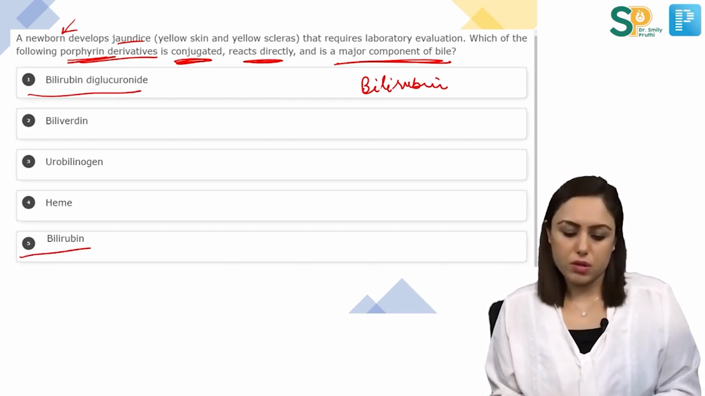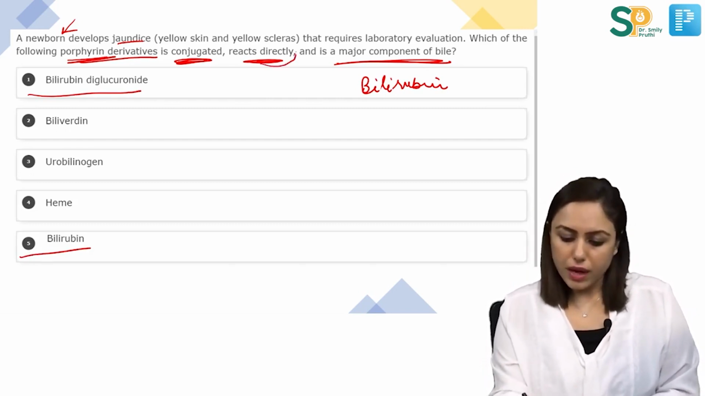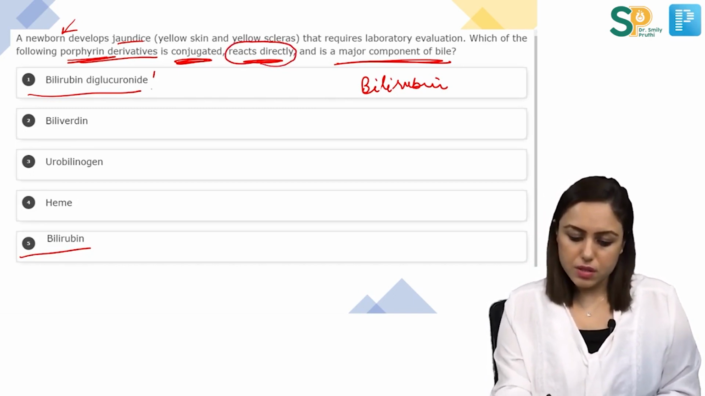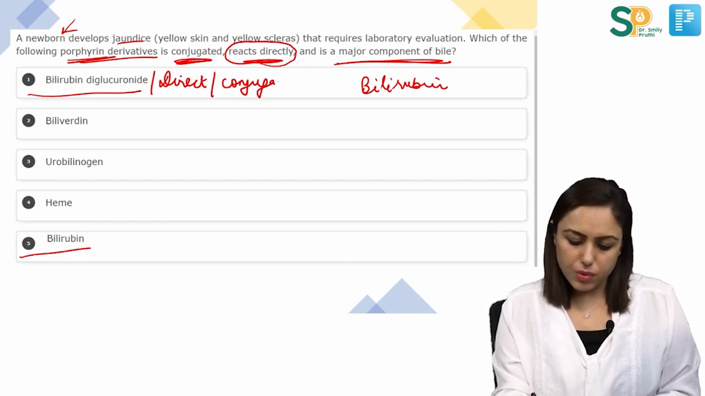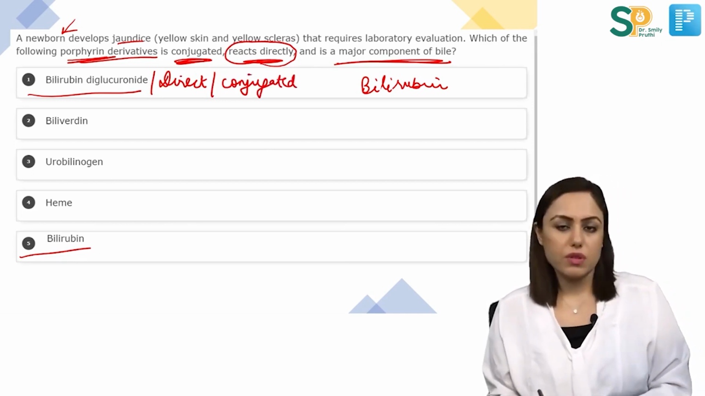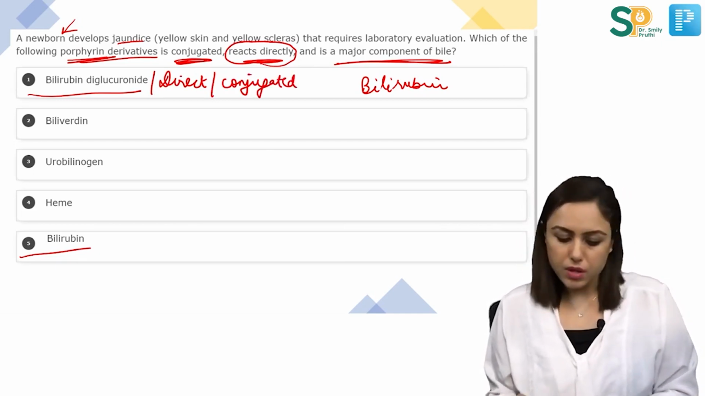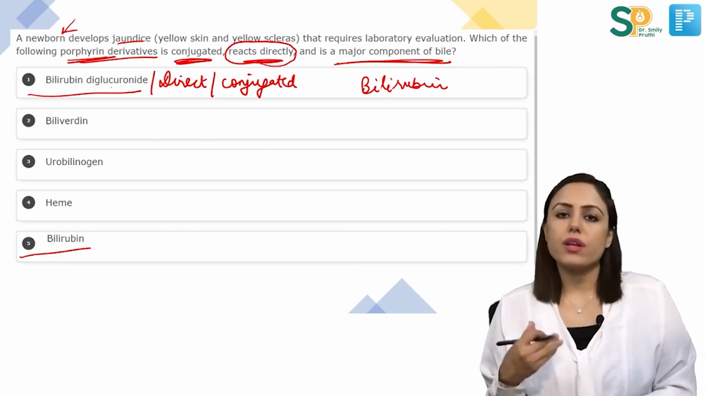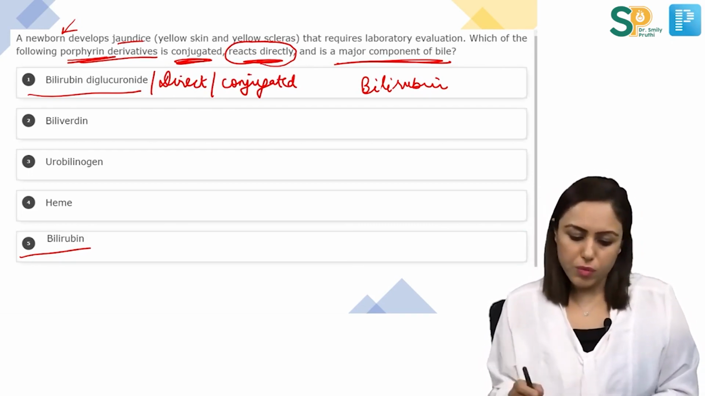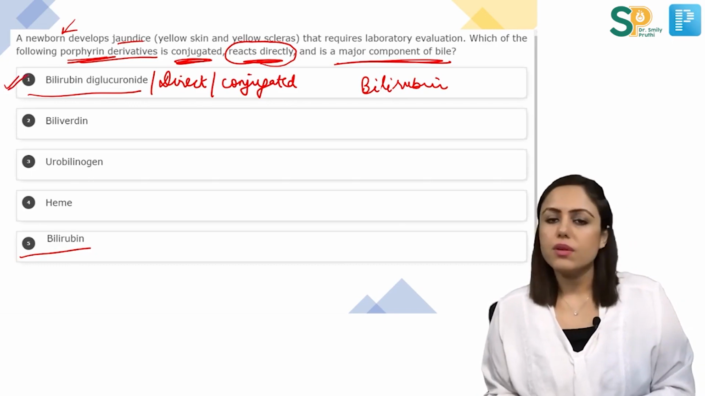So which one to mark? When they have given react directly, it means it is direct or conjugated bilirubin they are talking about, that is conjugated in liver, right. So bilirubin diglucuronide is the conjugated form. So this is the answer, right.